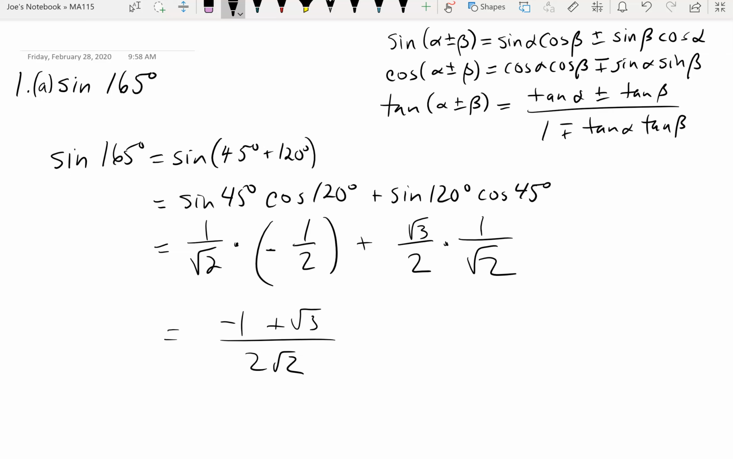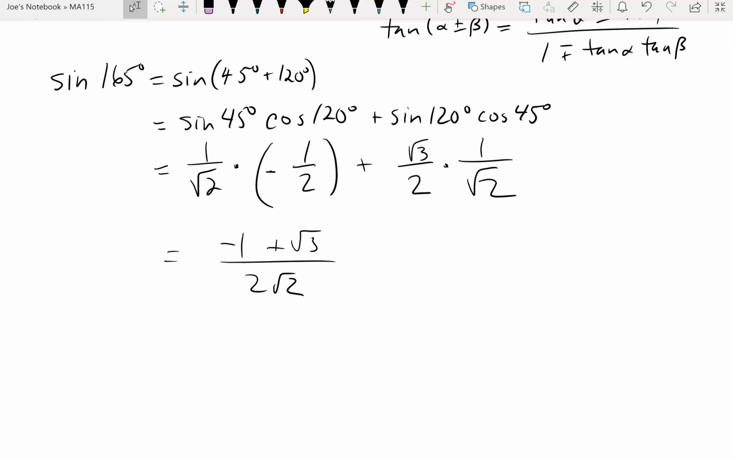If you want to, you can always check it on your calculator too. Type this expression in your calculator, and then type in sine of 165 in your calculator. It will give you the exact same decimal. You can check it that way too. This okay?